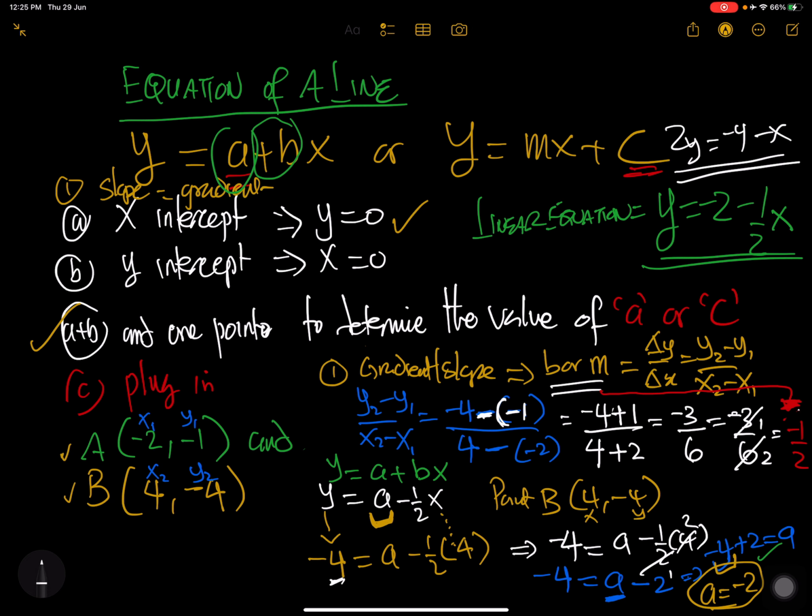We've also looked at how to determine the equation of a line if you are given 2 points. The first thing is to use the 2 points to determine the slope. Once we get the slope, we put the slope back into the equation, and then we put one of the points into it, and we are able to generate the equation of the line.